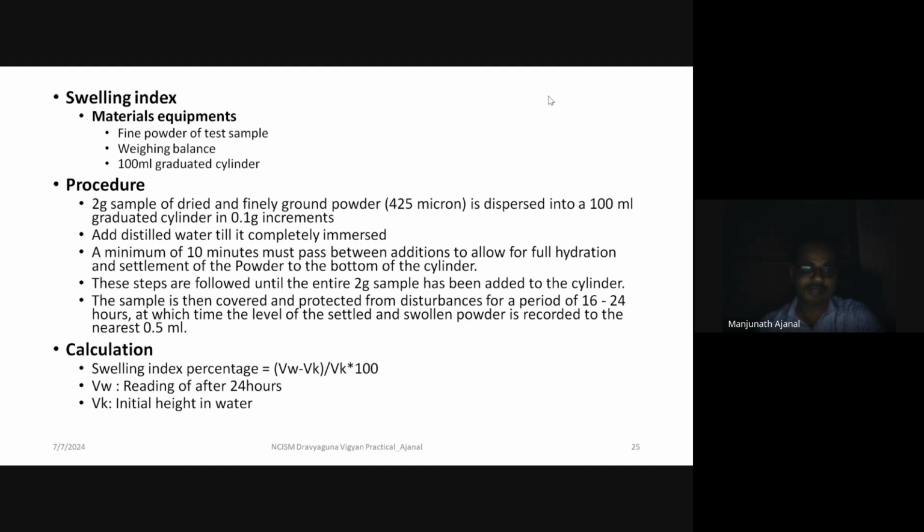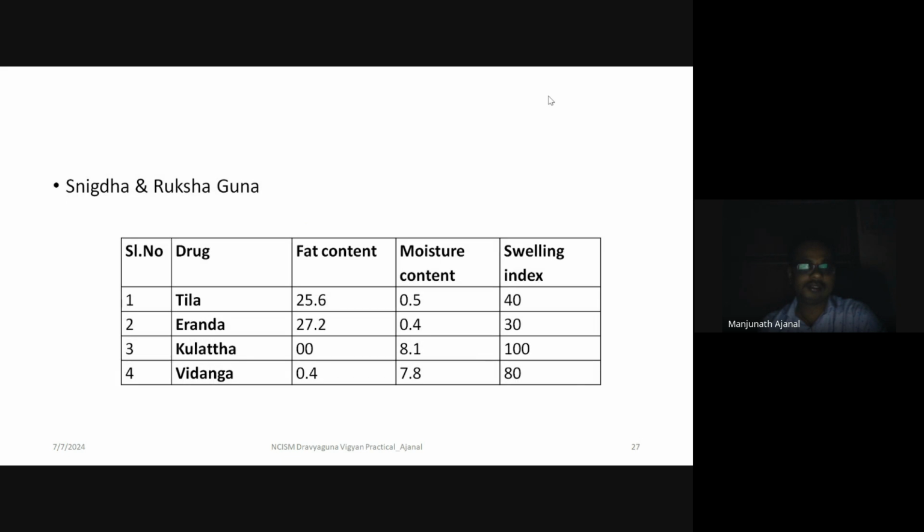The calculation is very simple. Swelling index is equal to VW minus VK divided by VK into 100. That is the reading after 24 hours divided by the initial height of the water, as presented in the manual, into 100. The drugs we studied for these practicals are Tila, Eranda, Kulattha, and Vidanga. For Tila, the fat content was 25% and more, Eranda 27%, Kulattha and Vidanga very less or absent.